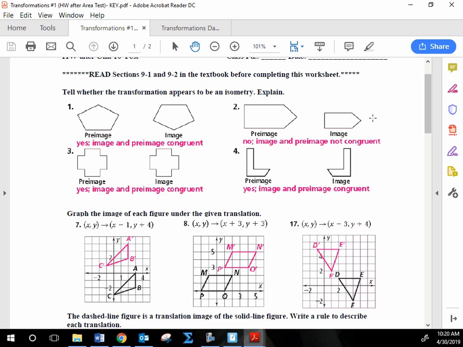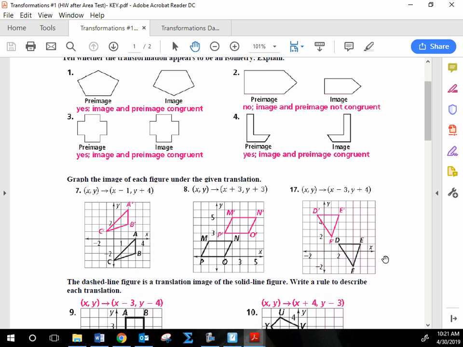They're congruent, good. So we have to have two figures that are congruent. They can be rotated, they can be flipped, but they must be congruent, so they must be the same shape and same size. So that's why 1, 3, and 4 are isometries, because our pre-image, that's our starting shape, and our image, our final shape, are congruent, it's just been rotated or turned in some way. 2 is a different size, so it's not congruent shapes, so it's excluded.